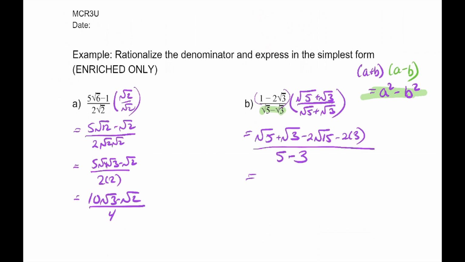So here we're going to simplify the top. I'm going to get root 5 plus root 3. Can't do anything with the 15, so negative 2 root 15. And finally, the last term there is going to be minus 6, all over 2. So in this case, this is how we rationalize the denominator with two radicals added or subtracted as part of the denominator.